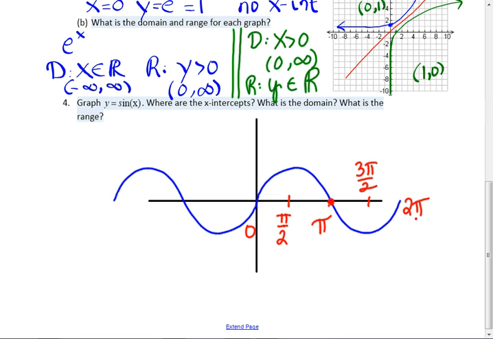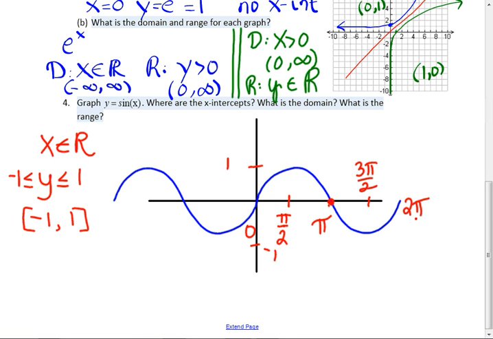Okay, what's my domain here? What are my x's? Okay, x belongs to the reals. And what's true with the range? Yes, I didn't put it in here, but that's 1. Here's negative 1. So the range is y is between 1 and negative 1. You can write it this way. You can use the brackets.